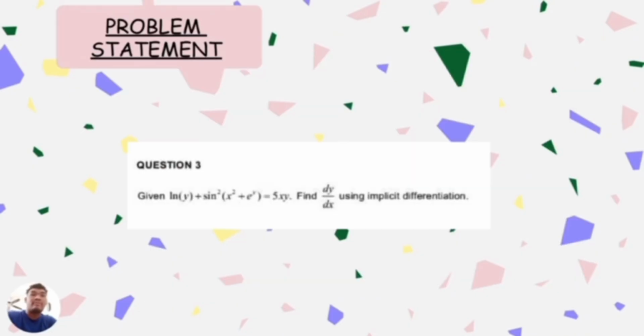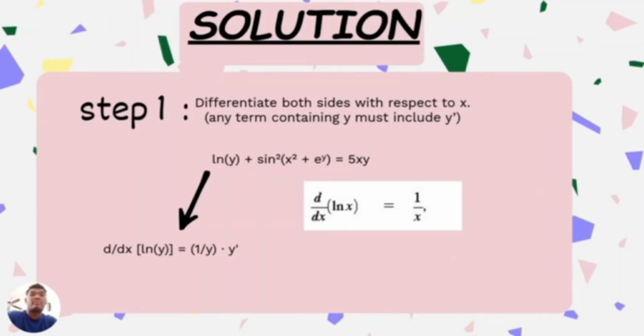The problem given is ln y plus sin squared x plus x squared plus e to the power of y equal to 5xy. Find dy/dx using implicit differentiation. First step to solve this is we need to differentiate both sides with respect to x.